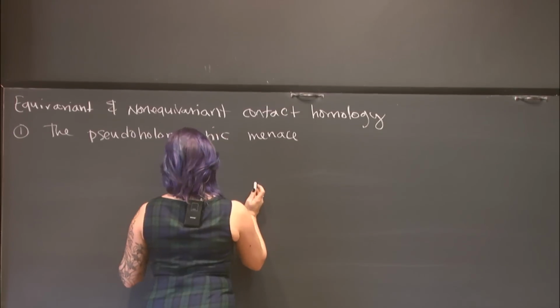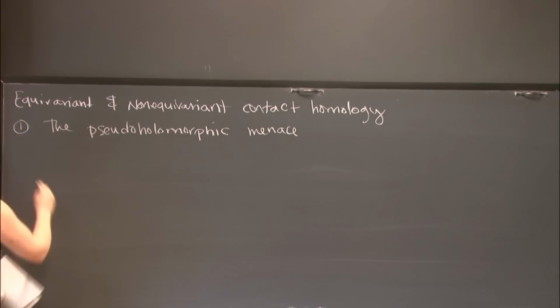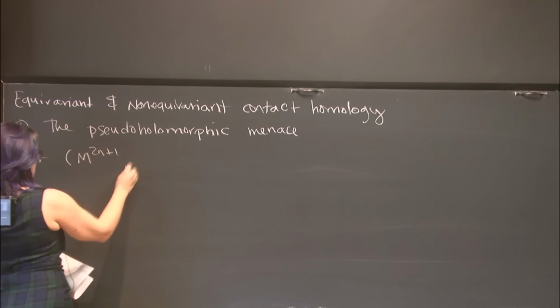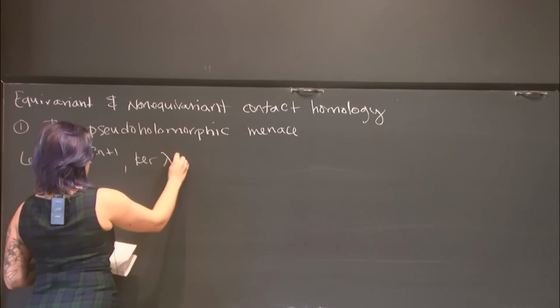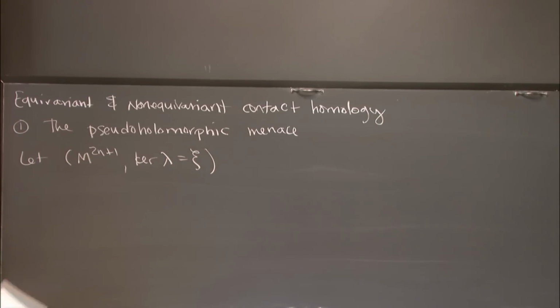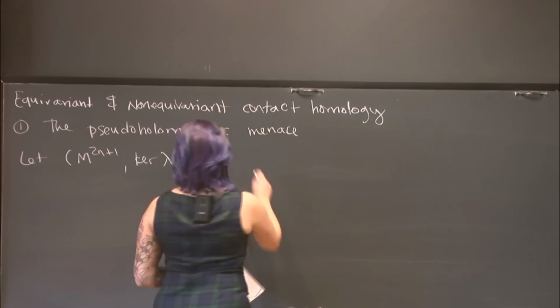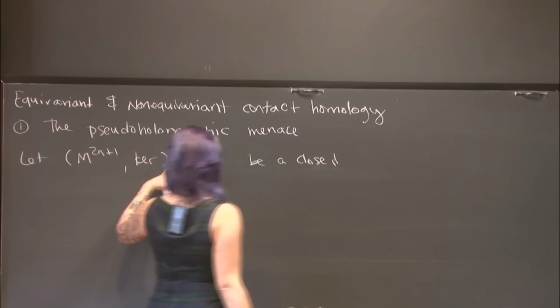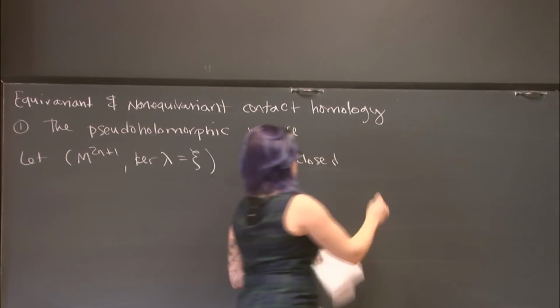As far as my notation is concerned, I'm going to let M^{2n+1} be a contact manifold. It's going to be oriented so I can globally describe the contact structure in terms of a global 1-form. And typically I'm going to assume that my contact form is non-degenerate.